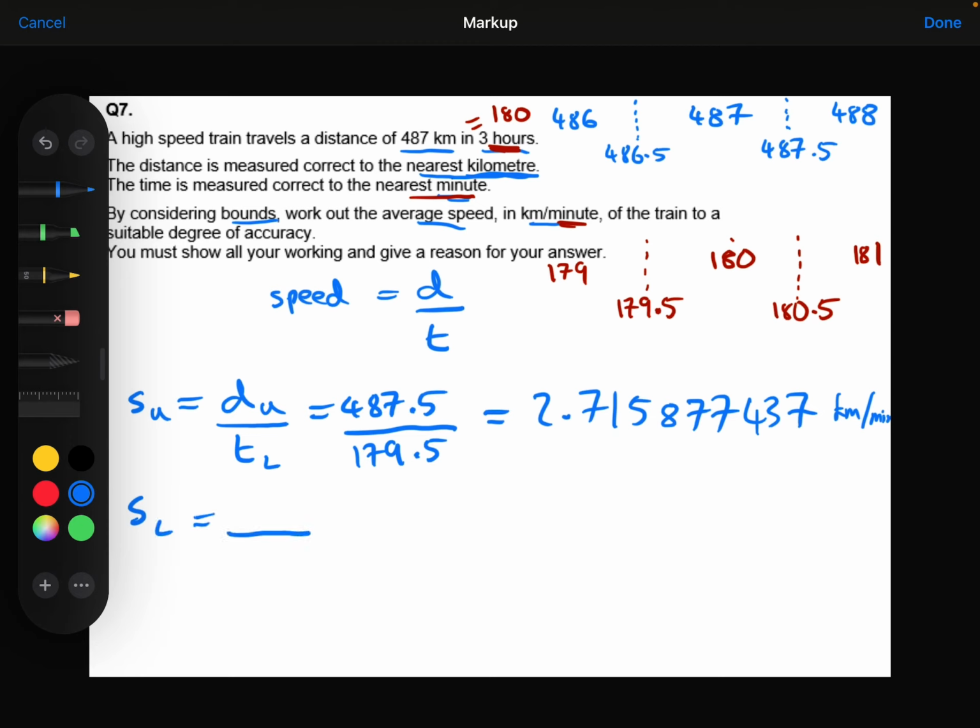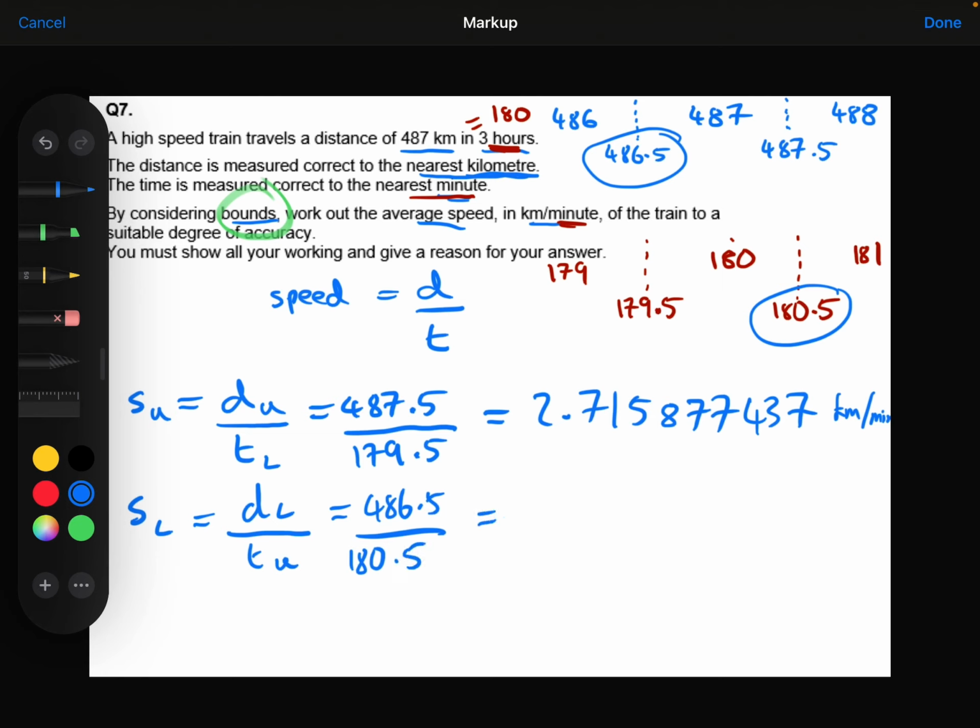Let's now work out the lower bound for the speed, because we do need to do both. It does say considering bounds. So for the lower bound of the speed, we want to use the lower bound of the distance divided by the upper bound of the time. To work out the smallest speed possible, I want to do the smallest distance divided by the biggest time. The lower bound of the distance is 486.5. The upper bound for the time is 180.5.